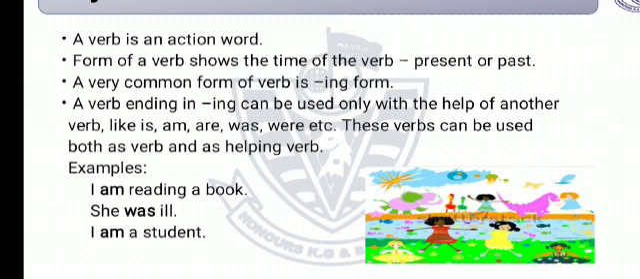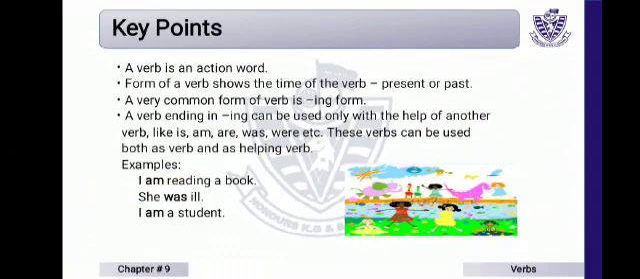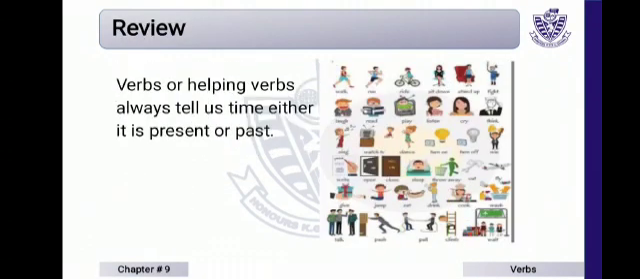Some examples are here. I am reading a book. The helping verb is am, so we will say that it is present tense. She was ill. The helping verb is was, so it is past. I am a student. It is present tense. It is telling about the present. Students, you have to keep in your mind, helping verbs always tell us time, either present or past.